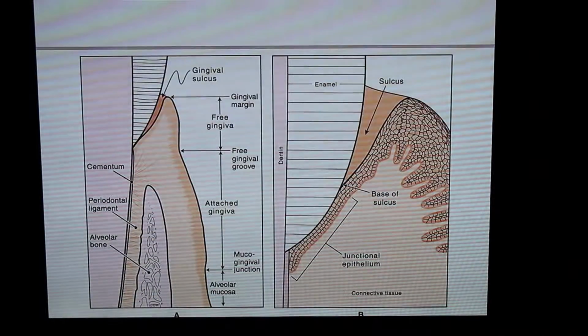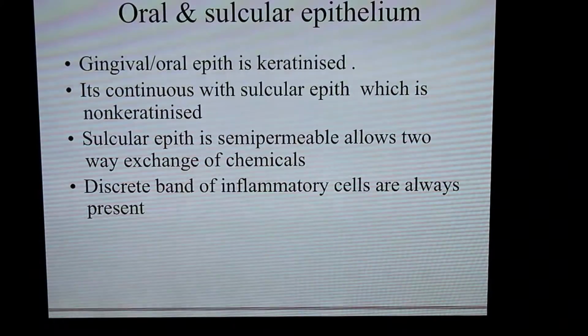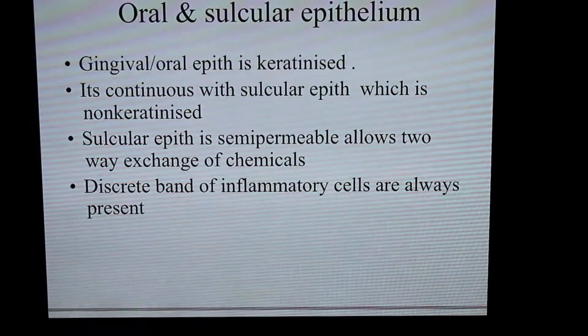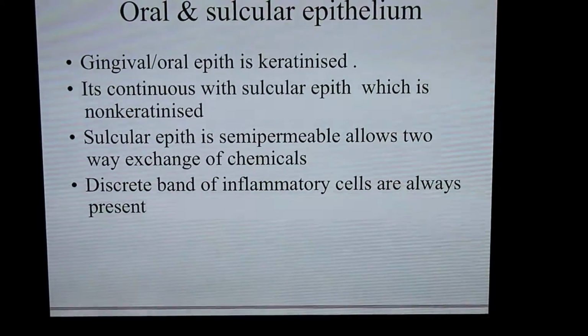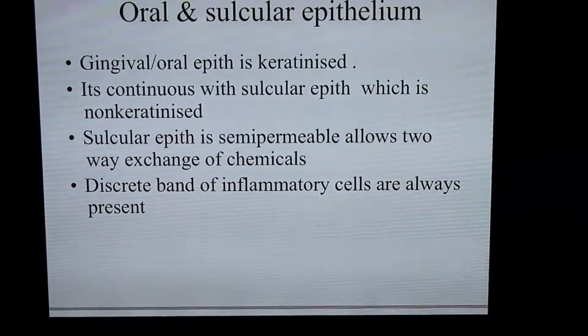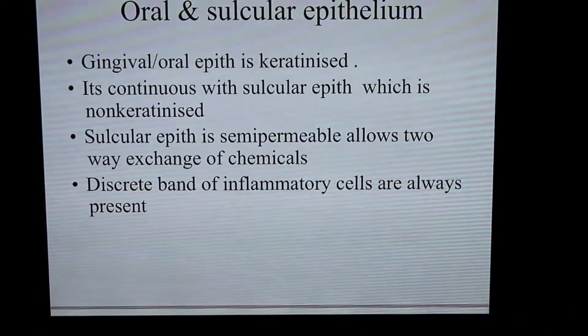Again, this picture of gingival tissues is repeated. I have already described that oral epithelium is keratinized and sulcular epithelium is non-keratinized. Sulcular epithelium is semi-permeable, which allows two-way exchange of biochemicals, meaning bacteria or toxins can penetrate the junctional epithelium or sulcular epithelium, and biochemicals from the body which are protective, or inflammatory cells, can infiltrate into the gingival surface.